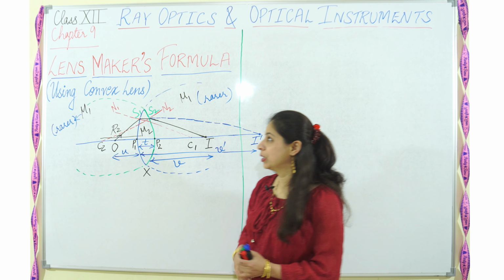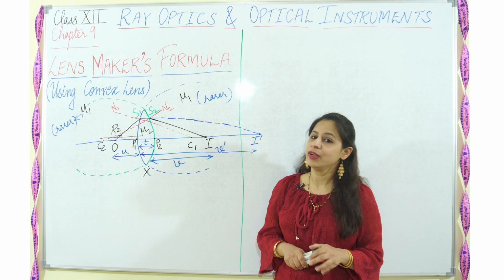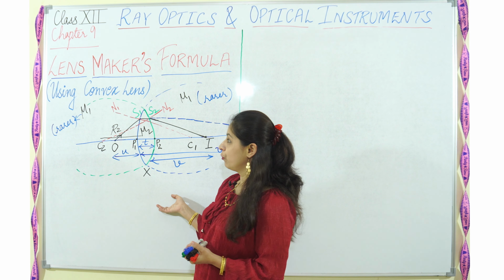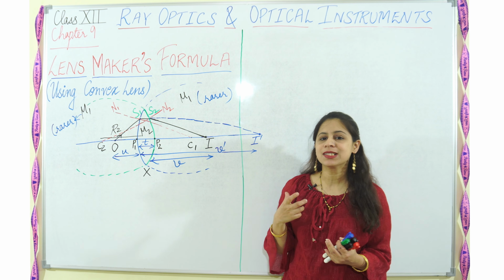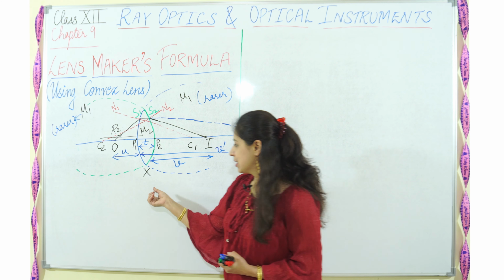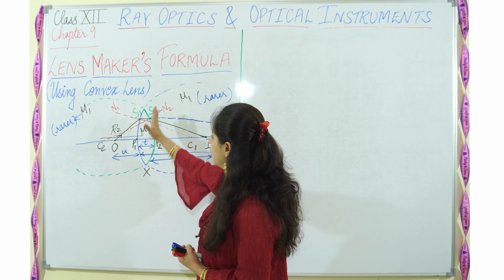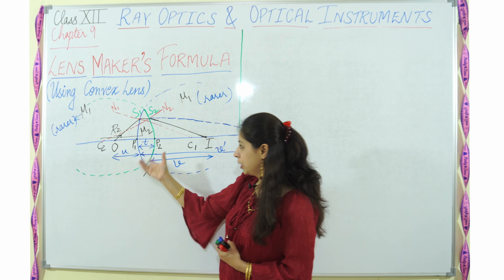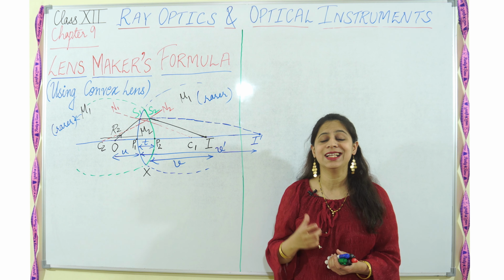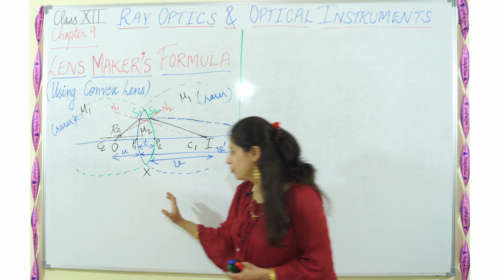So let us start with the lens maker's formula for class 12, chapter 9, ray optics and optical instruments, CBSE NCERT. We are going to derive the lens maker's formula using the convex lens. The convex lens is being shown over here. Here the whole procedure is shown, how the rays get refracted and how the lens maker's formula is derived. So let us understand with the help of the diagram.